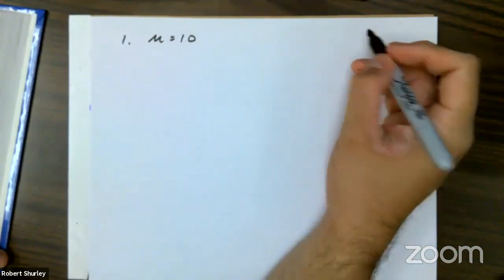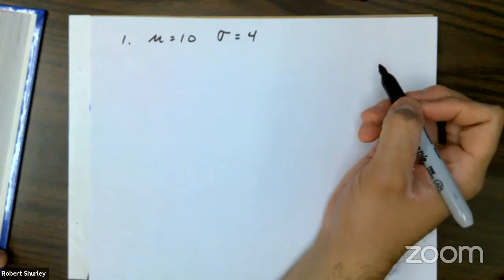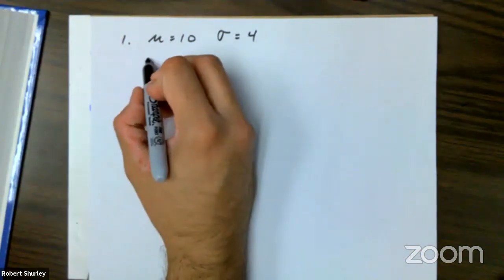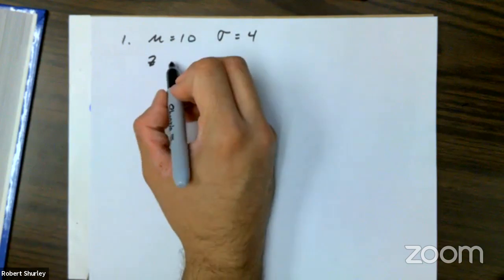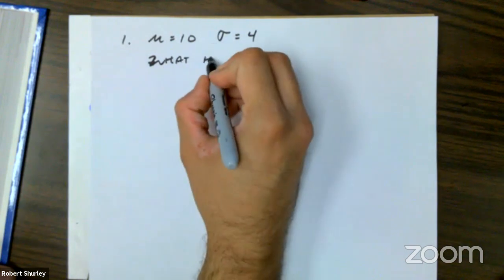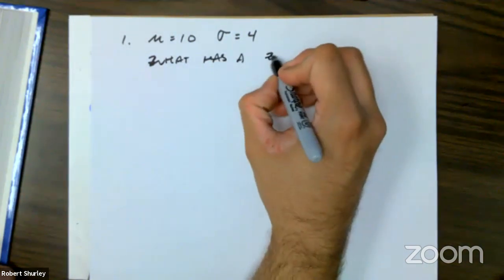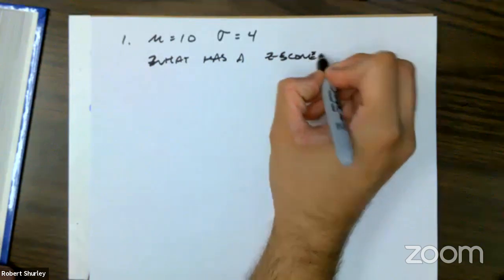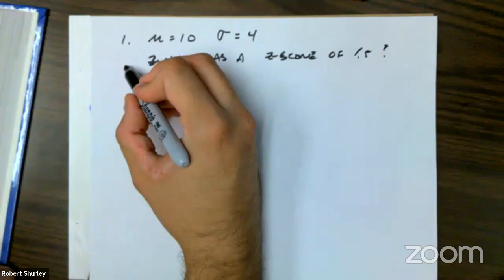We went over how to find a z-score. That was the stuff with the heights at the beginning. So I'll show you. I wrote everything down, but I couldn't figure out how to do the opposite. For number one, we've got a population mean of 10, standard deviation of 4, and then we've got a z-score. What has a z-score of 1.5? It's backwards, isn't it? C is the part we didn't go over. That's no big deal. So this is part C.